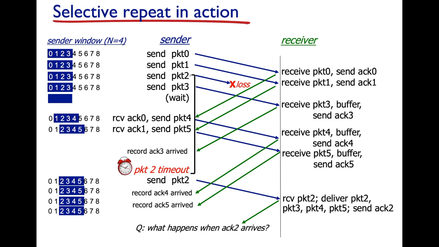And so now, at some point, the timeout associated with packet 2 that was lost fires, and it triggers the resend just of packet 2. So once the receiver receives packet 2, what does it do?